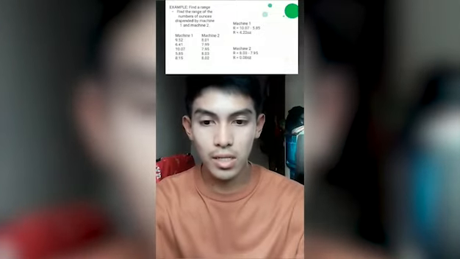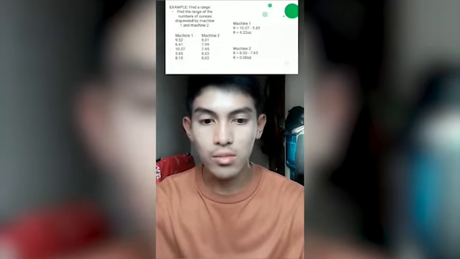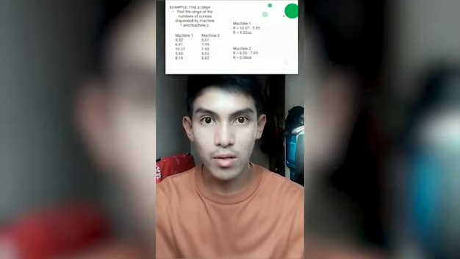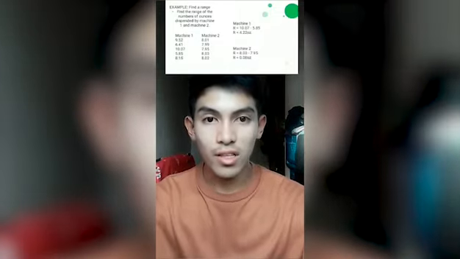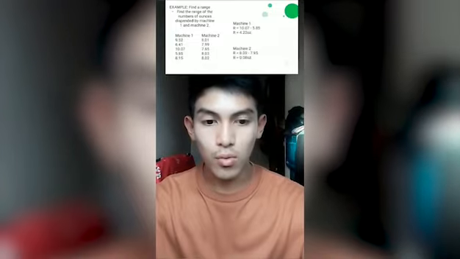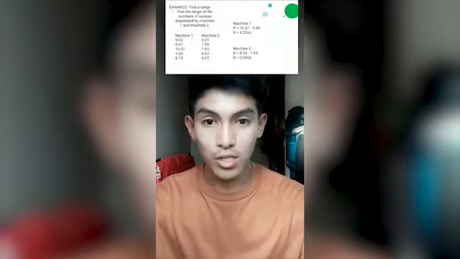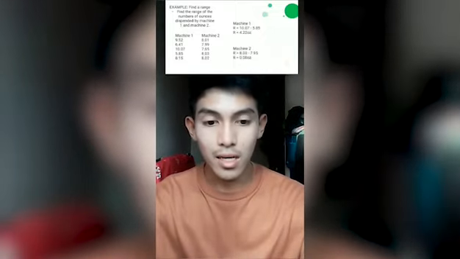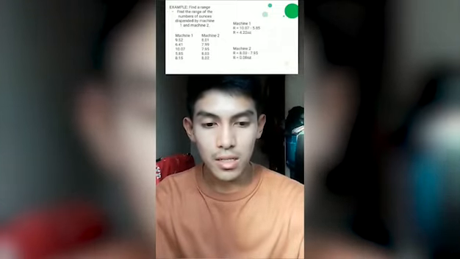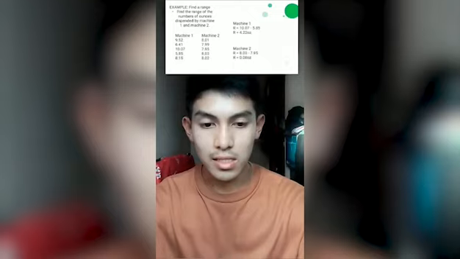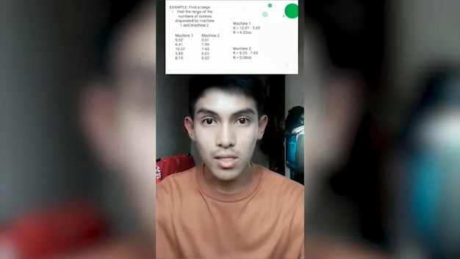As you can see, the largest value here is 10.07 and the lowest value is 5.85. So 10.07 minus 5.85 is equal to 4.22 ounces. That is our range for machine 1. And for machine 2, the largest value is 8.03 and the lowest value is 7.95. That is 8.03 minus 7.95, which is equal to 0.08 ounces.